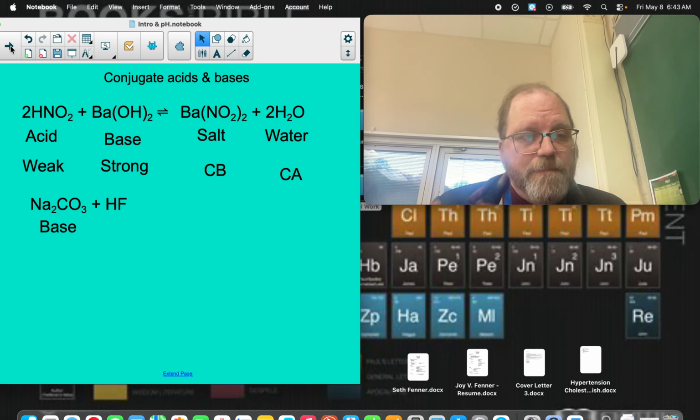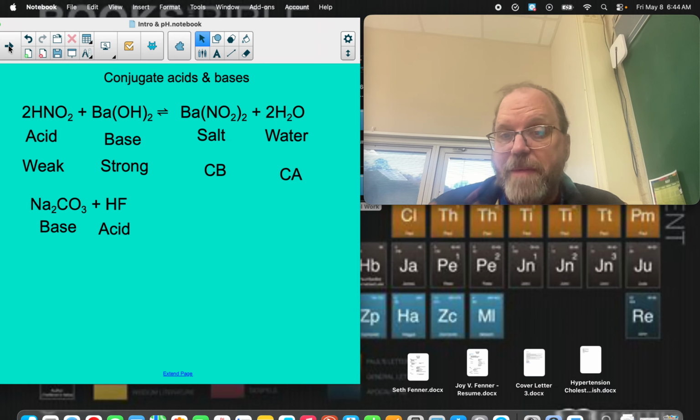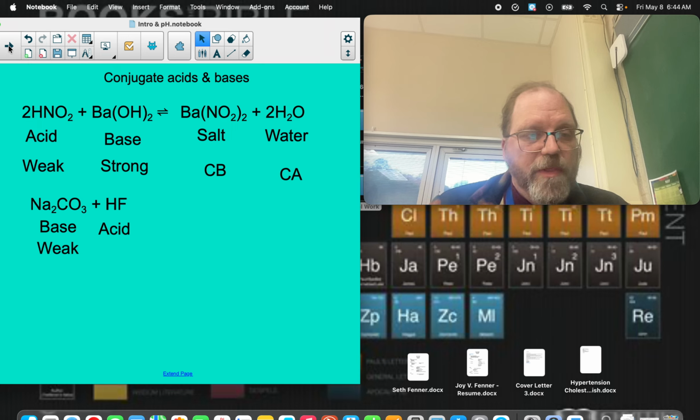Again, my acid, my base. We identify the acid because it starts with the H, and the other one has to be the base. And carbonates often make bases. This is going to be weak because it doesn't have hydroxide, and that's strong. If one or both, it's going to be equilibrium.